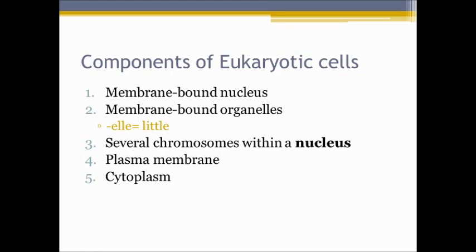So the eukaryotic cell has a membrane-bound nucleus, which has several chromosomes within it, membrane-bound organelles, plasma membrane, and a cytoplasm. So it's pretty similar, except it has these membrane-bound organelles. It also has non-membrane-bound organelles, and the nucleus is the main difference.